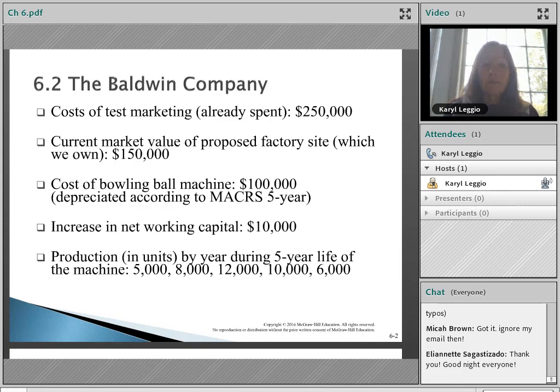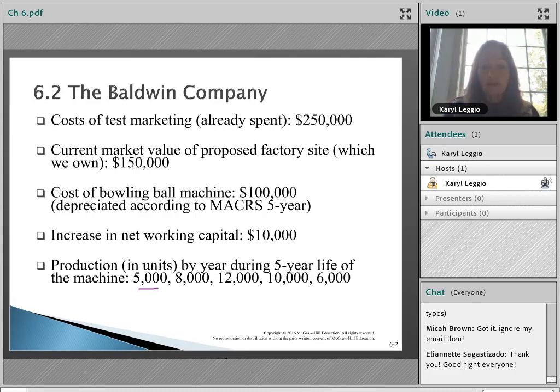The bowling ball machine is going to cost $100,000. It's going to be depreciated on an accelerated basis for 5 years. And in order to get started, we have to increase our working capital by $10,000 initially, and then we're going to have incremental increases in working capital as our sales numbers grow. And indeed, our sales numbers are going to grow. We see they're $5,000 in the first year, then they grow up to $12,000 in the third year, then they start to decline. That's why it's only a 5-year project.